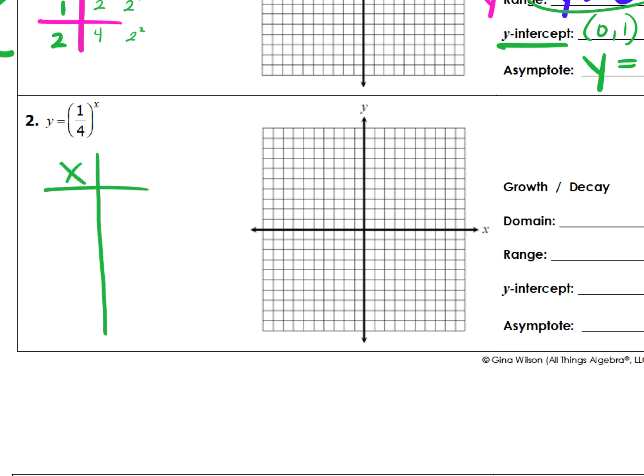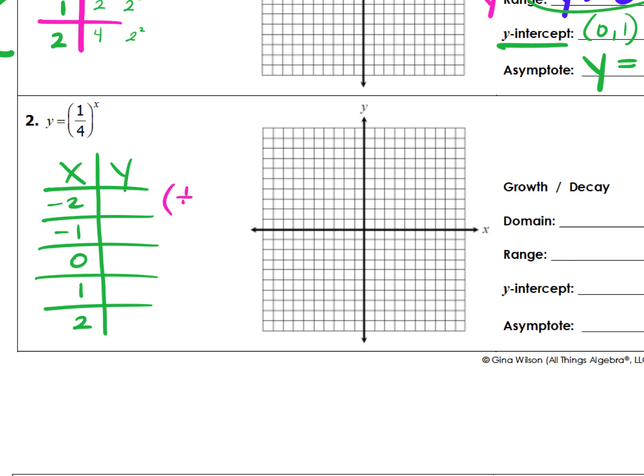You're going to do a T-chart, x and y. What numbers are you going to plug in? -2, -1, 0, 1, and 2. So you are plugging into your calculator. You should use parentheses if you're going to go 1 divided by 4. If you're going to use the fraction button, I don't think you'll have to. But basically what you're doing right now is 1/4 to the -2nd power. That's what you'll put right here. So do those 5, plot where they would go. Tell me, is that an exponential growth or decay? What's the domain? What's the range? All of it.